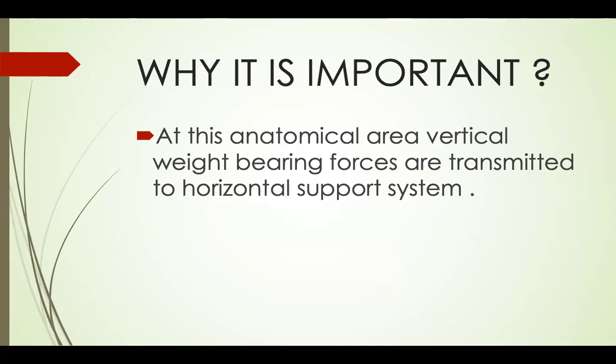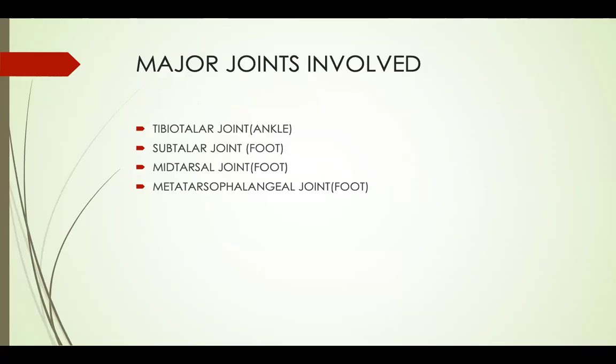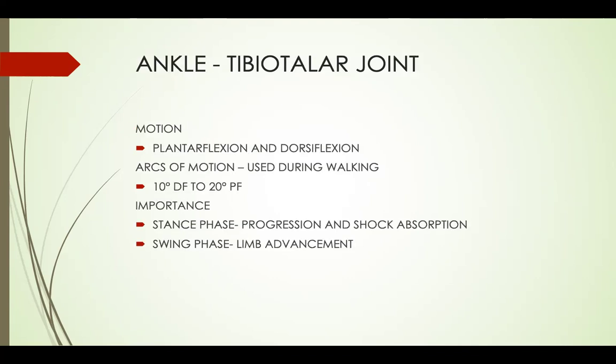Because the vertical weight-bearing forces from the tibia and talus are transmitted to the horizontal support system, which includes the calcaneum, metatarsals, and tarsals. So the major joint involved is the tibio-talar joint at the ankle, and there are three joints at the foot: the subtalar joint, mid-tarsal joint, and metatarsophalangeal joint. First, we will study the biomechanics at the tibio-talar joint.